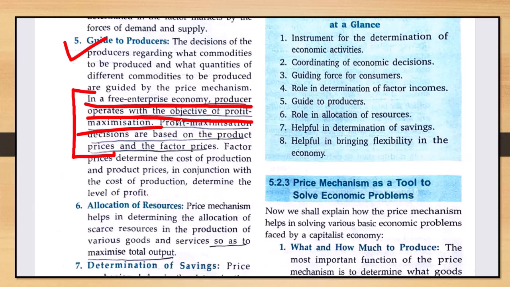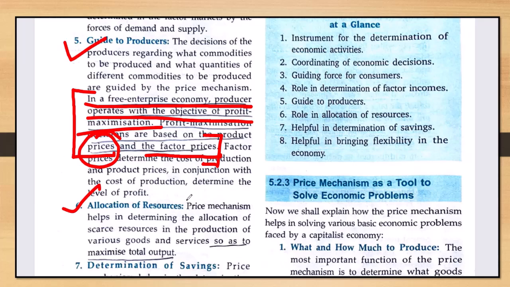So profit maximization is only possible if the producers are aware of the correct prices of the goods and services to be sold in the market. Also, they must be aware of the correct factor prices to be paid for the various factors of production which they are using for their production processes. Then, allocation of resources depends on the price mechanism only.